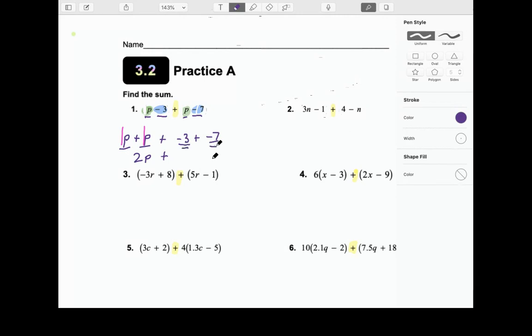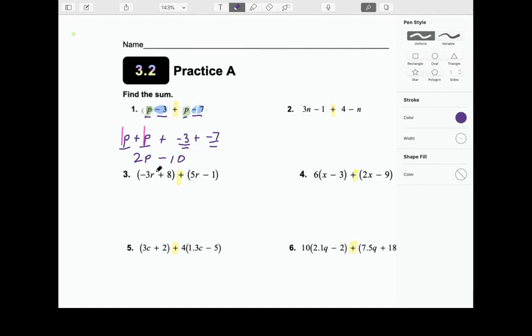We'll just underscore those twice because they're not the same as the others. So -3 plus -7 is -10, and I'm going to write -10. You could write plus a -10, or you could write minus 10. And that's what these problems are about: adding the p's together and adding the constants together.